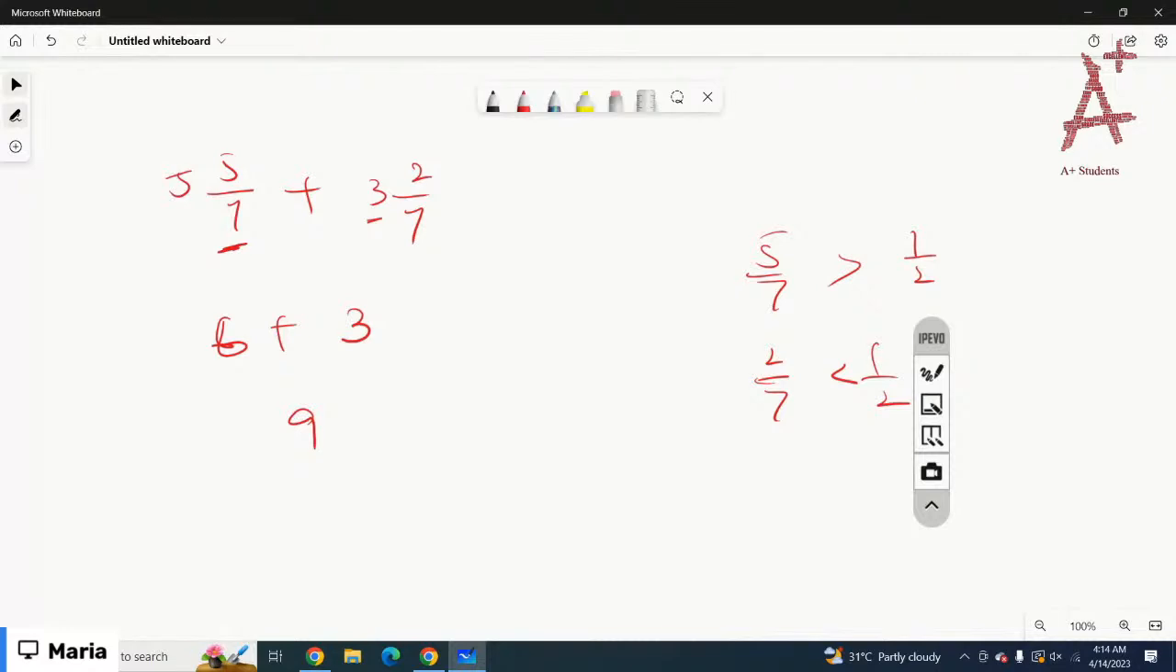Got it? That's how you have to compare the fractional part to 1 over 2. If the fraction is greater than 1 over 2, you have to round up. Round up means just add 1 to the whole number.